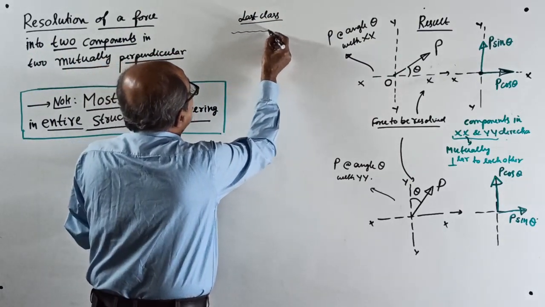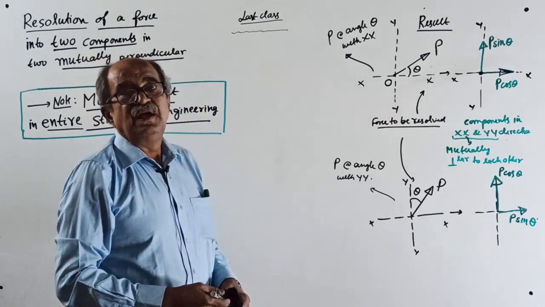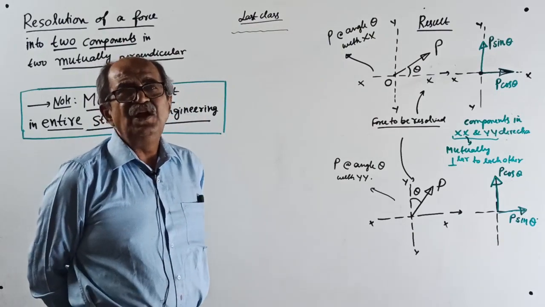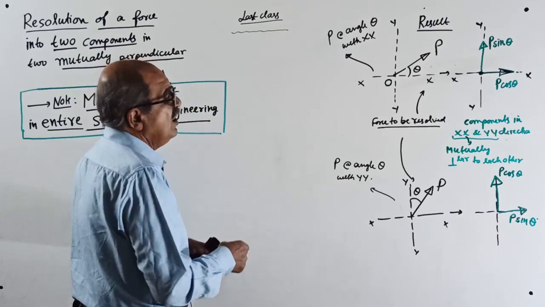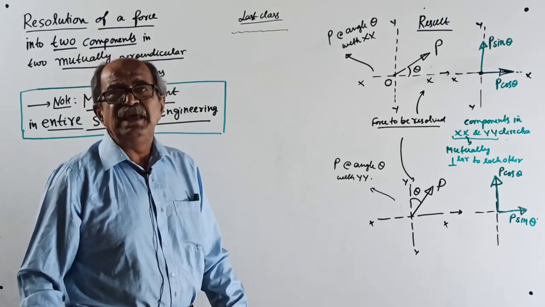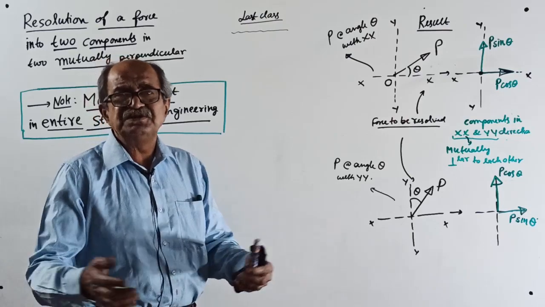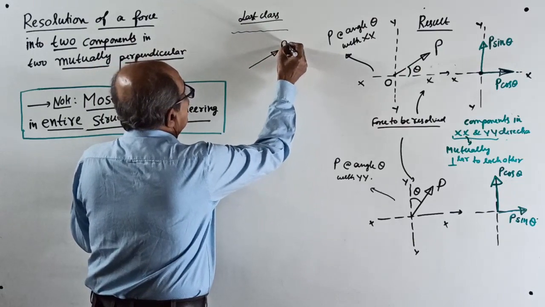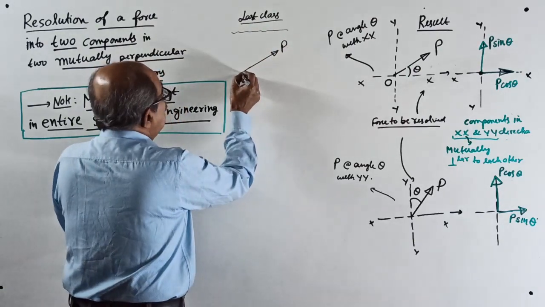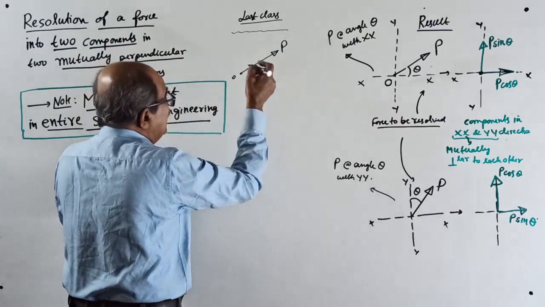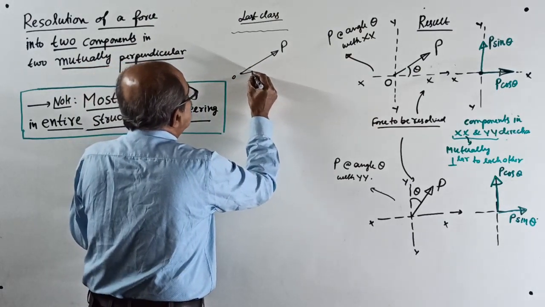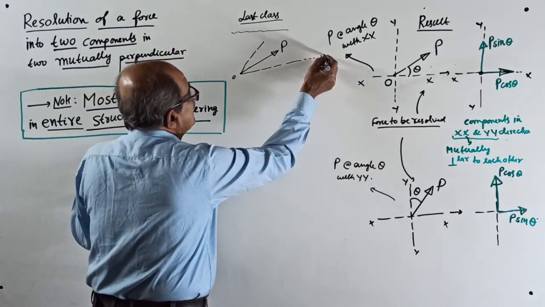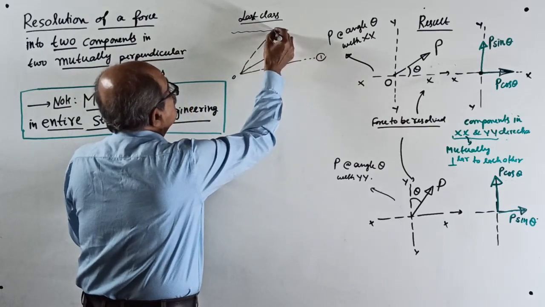We considered resolution of a force in any two given directions. They need not be perpendicular to each other. Randomly, you can write any two randomly given directions. For example, if a force P is acting to a point O, somebody wants to resolve the force randomly like this. This I call direction number 1. This I call direction number 2.